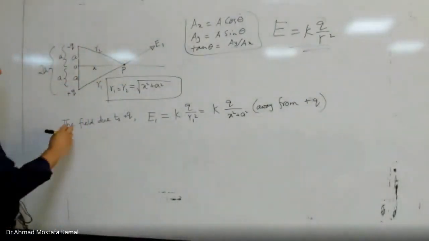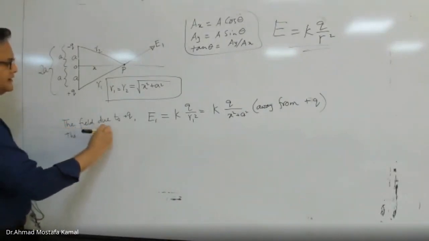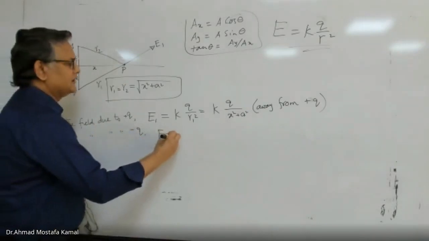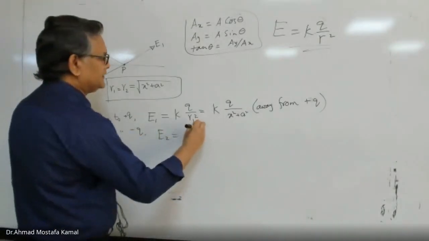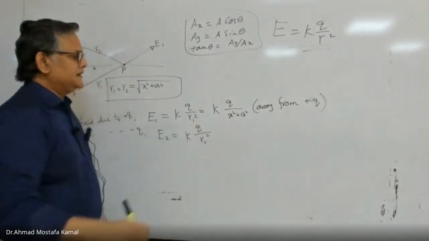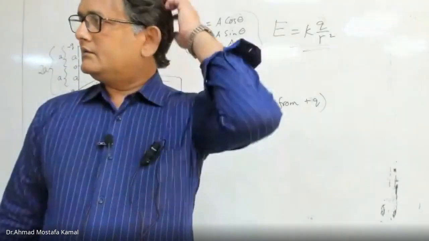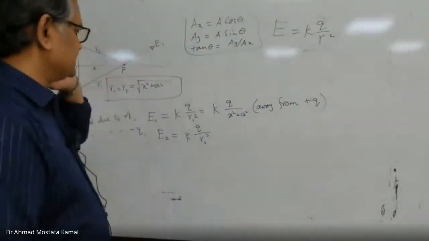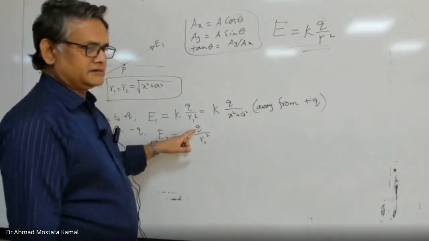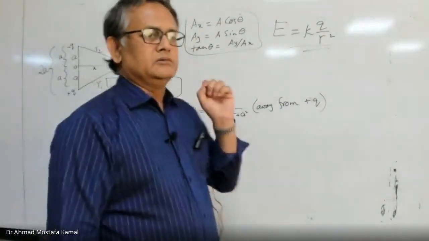Okay, then the field due to minus Q is, say, E2 and KQ by R squared. Now in this case, there are always some confusions about whether we should give the minus sign here or not. Okay, let me give you a clue.